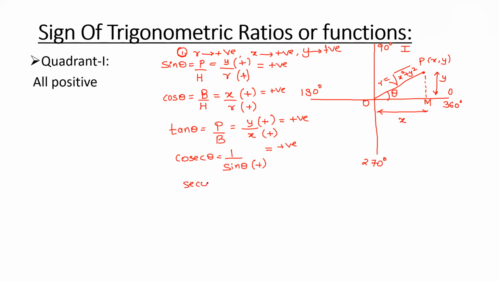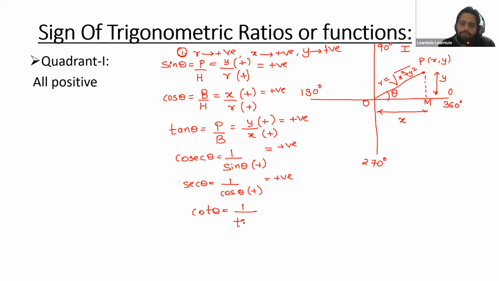Similarly, sec theta is equal to 1 by cos. This is positive, this is also positive. Next, cot is equal to 1 by tan. This is positive, this is also positive. So that means in the first quadrant, all the trigonometric ratios are positive: sine, cos, tan, cosec, sec, and cot. You need to remember all these formulas. I will give you a shortcut to remember this. Please note this down, then we will check the second quadrant.